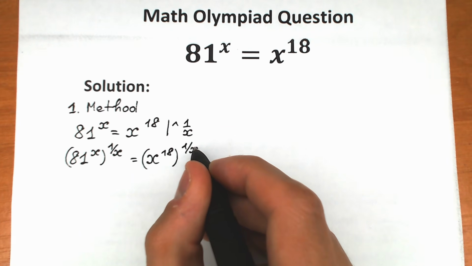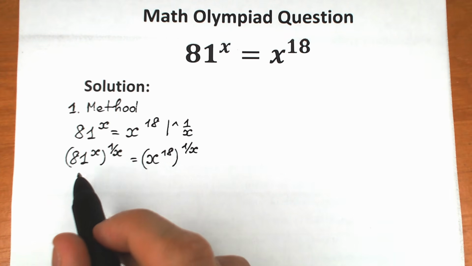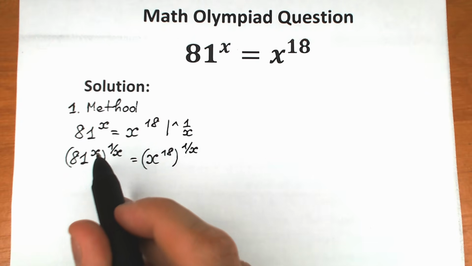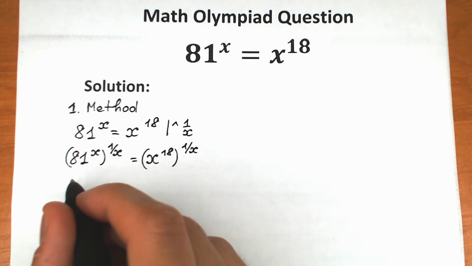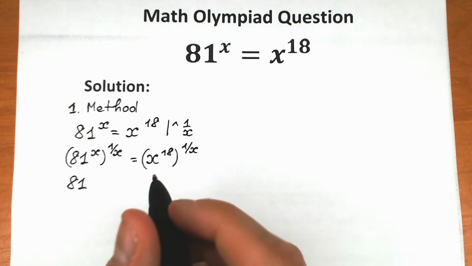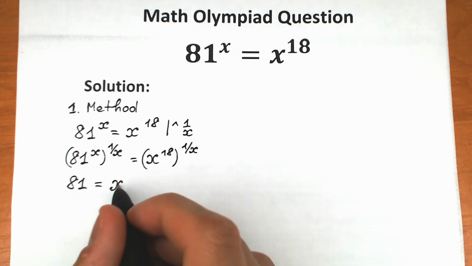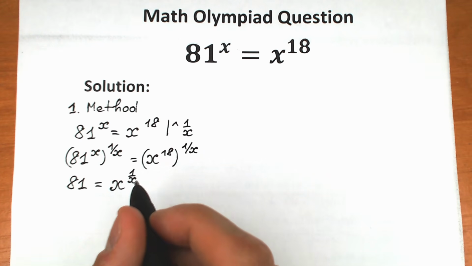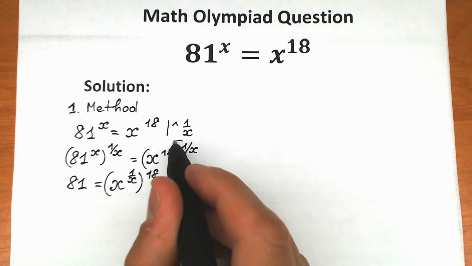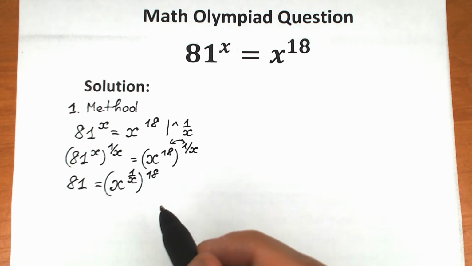What are we going to do next? Of course, we should multiply our powers, because if we have a to the power x raised to the power y, we can write it as a to the power x times y. So 81 to the power x times 1 over x equals 81 to the power 1. On the right hand side, we have x to the power 1 over x and then to the power 18, so let's swap these powers. We can do this because of the rule of interchange.